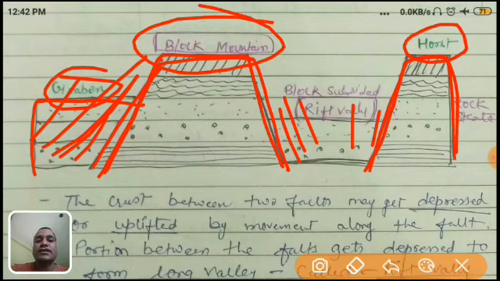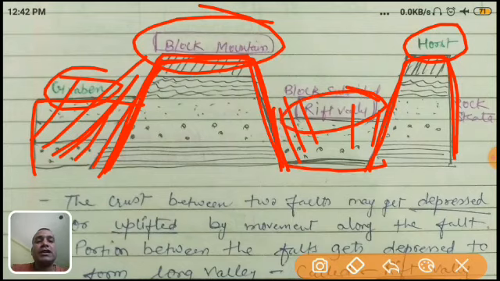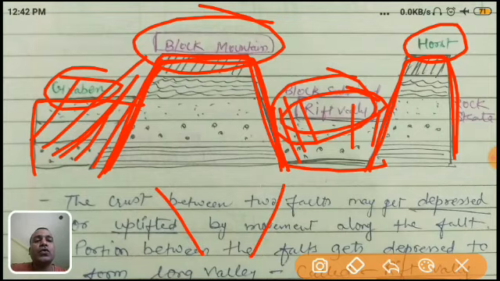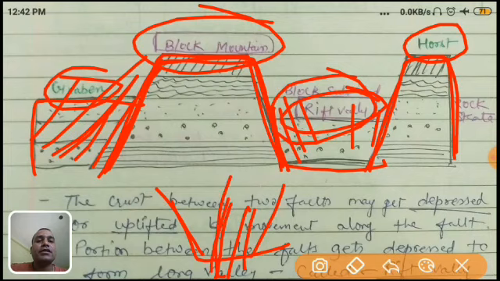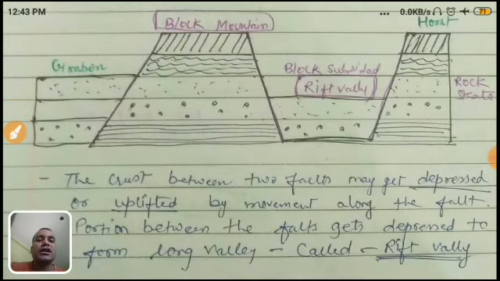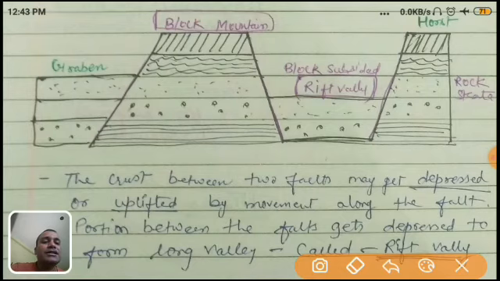Where this part is uplifted, it is called the block mountain. Just like in the fold there is a fold mountain, here it becomes a block, that's why it is called the block mountain. In the lower part it is called the rift valley. I think you must have heard about rift valleys. What is the rift valley? Simply, in between two higher places there is a narrow, channel-like structure, it is called the rift valley. It is formed due to faulting. The crust between two faults may get depressed or uplifted by movement along the fault; the portion between the faults gets depressed to form a long valley called the rift valley.